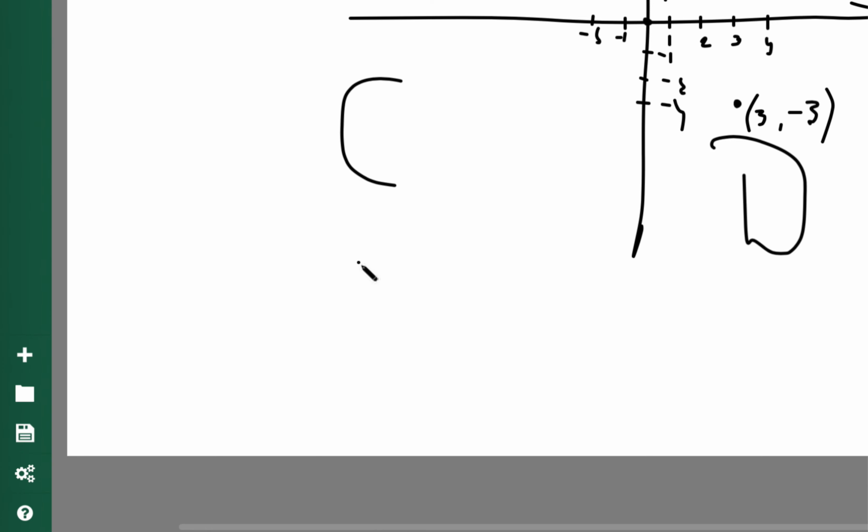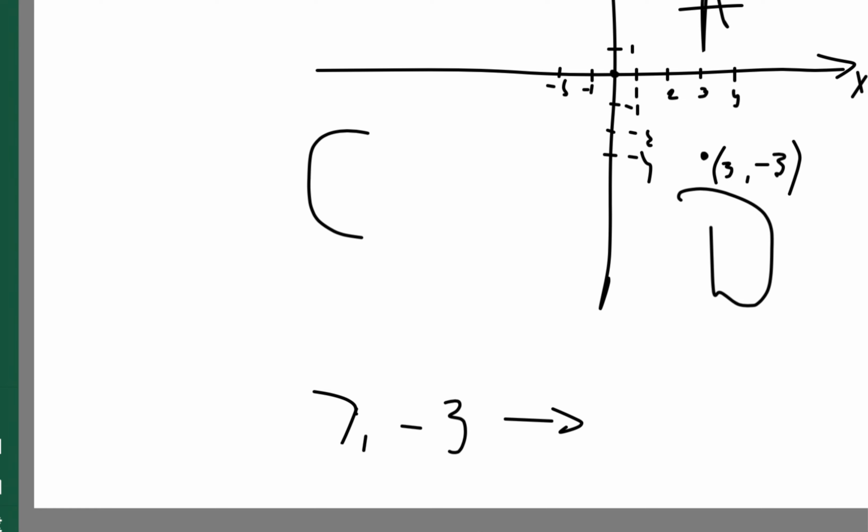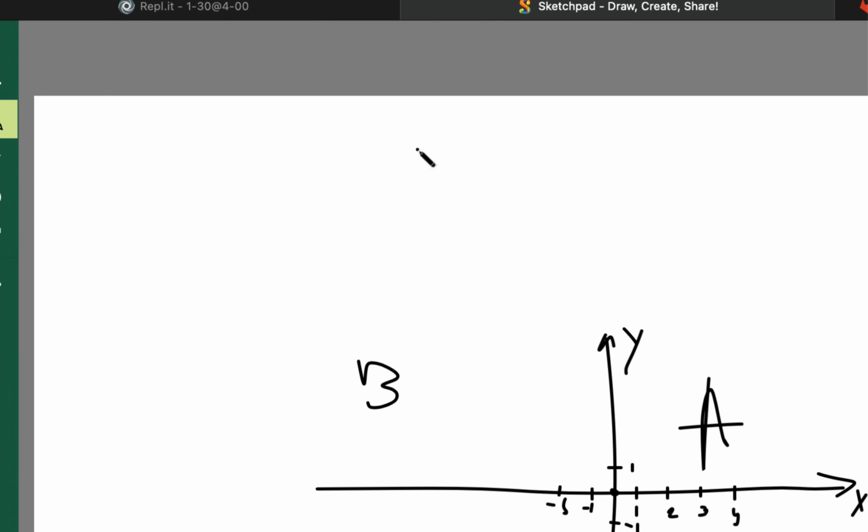Ruha, listen. The point 7 and minus 3, where is it? Is it A, B, C, D? A. 7 and minus 3? No. X is 7, so it should be on this side, right? And minus 3 is down in here. D. In D, right.